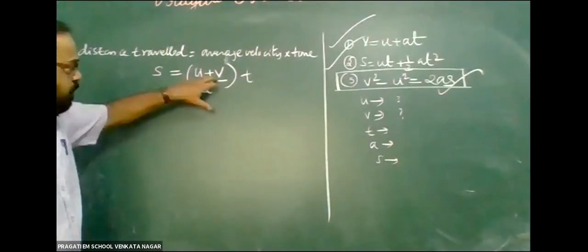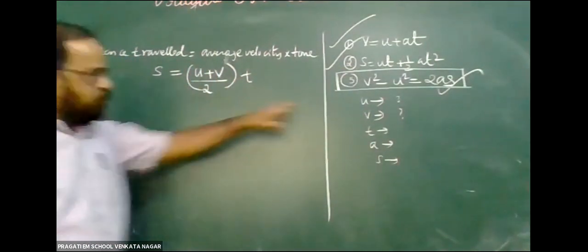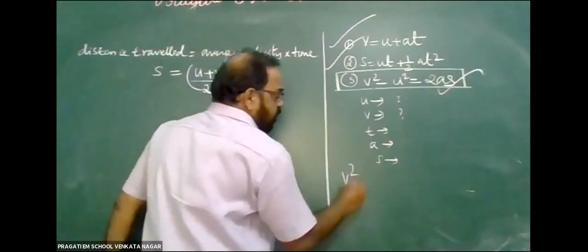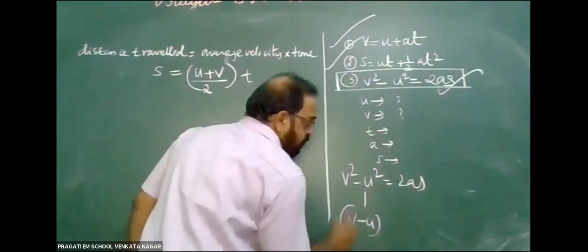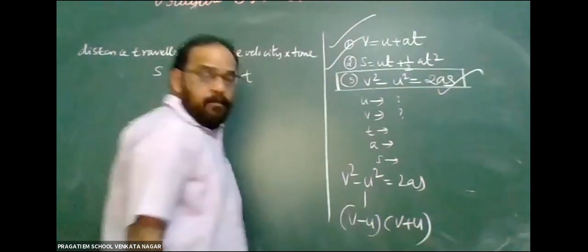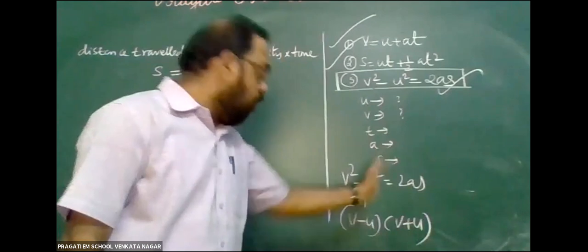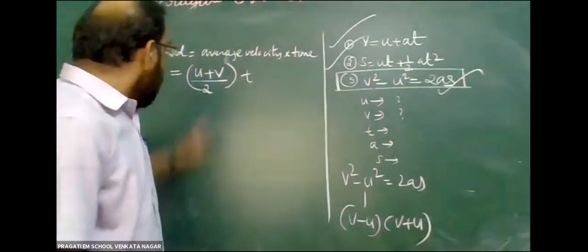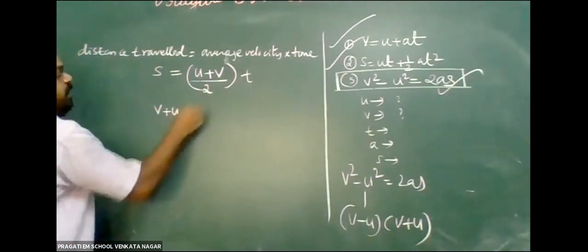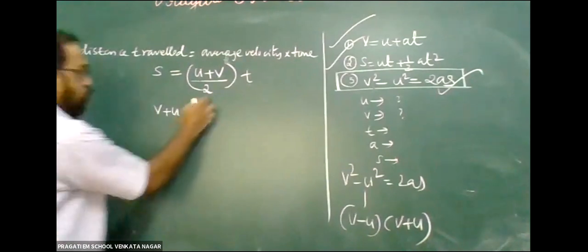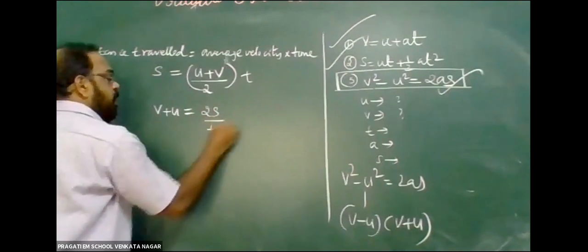So please keep this U plus V on one side, take this T and 2 to the other side, because we know the equation is V square minus U square is equal to 2as. V square minus U square is V minus U into V plus U. We already know A square minus B square is equal to A minus B into A plus B. So here we are getting V plus U is equal to, see, 2 goes up so it will become 2s, T comes this side so divided by T.